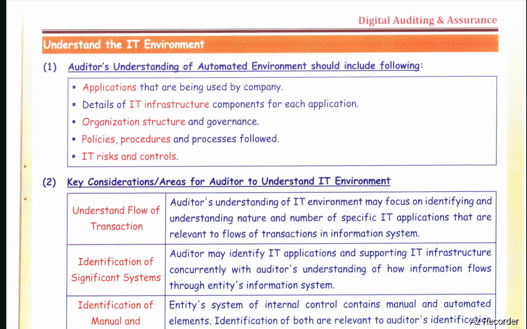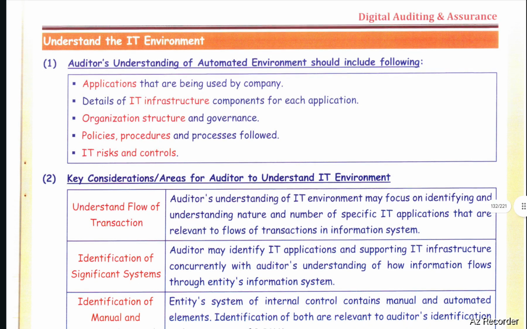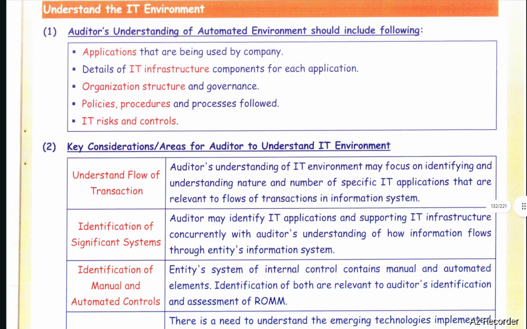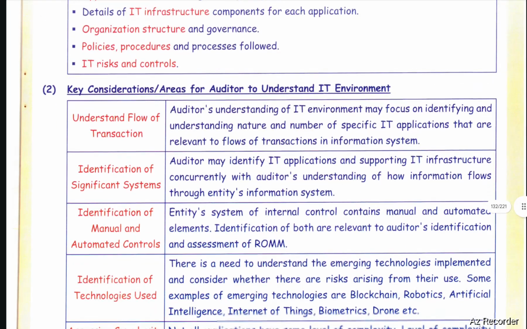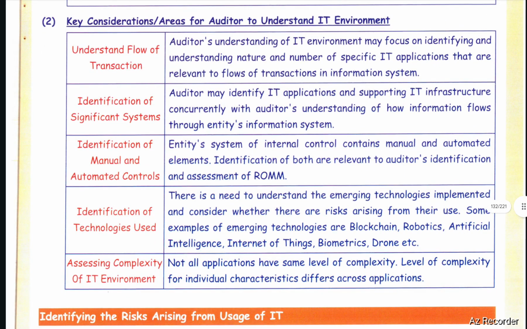Next, understand the IT environment. Auditors' understanding of automated environment should include following: applications that are being used by the company, details of IT infrastructure components for each application, organization structure and governance, policies, procedures, and process followed, IT risks and controls. Key considerations are areas for auditor to understand IT environment.